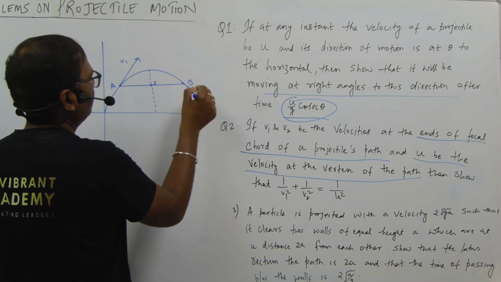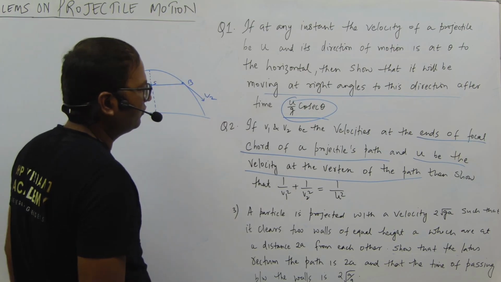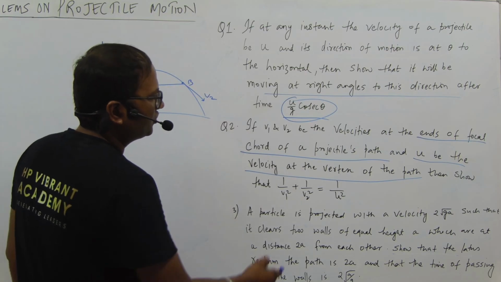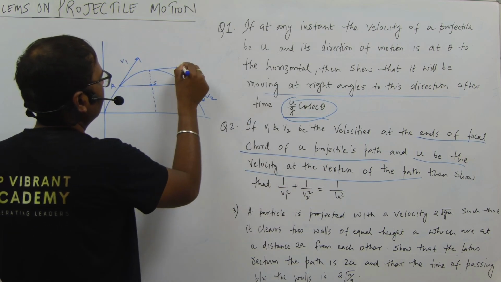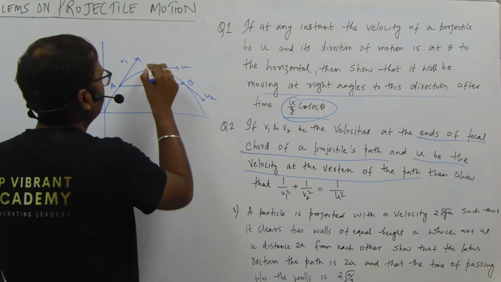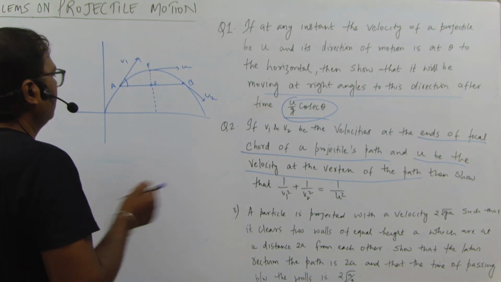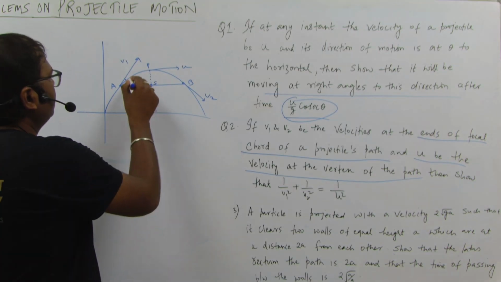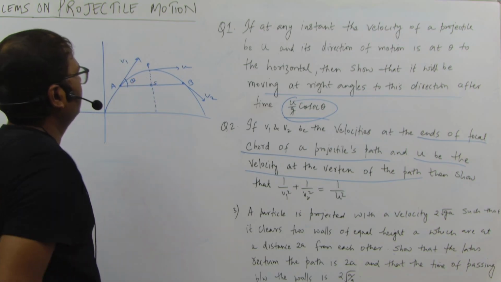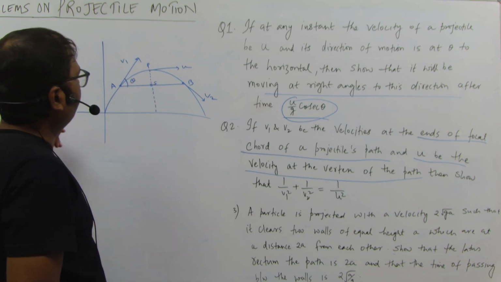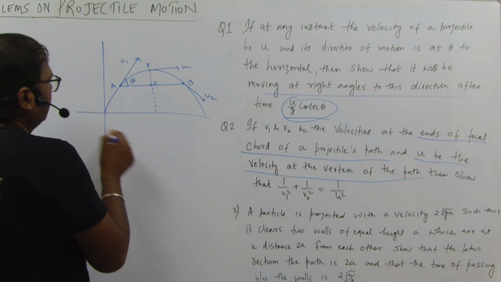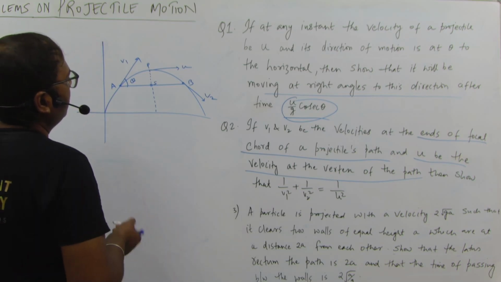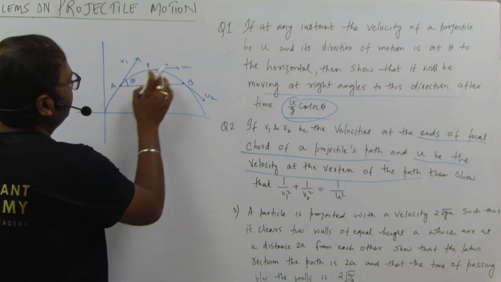So V1 and V2 are the velocities at the ends of the focal chord of the projectile path, and U is the velocity at the vertex of the path. This point P is our vertex. Let us take the initial direction of motion as theta. The velocity along the horizontal direction is constant, so let us resolve the velocity along the horizontal direction at points A, P and B.